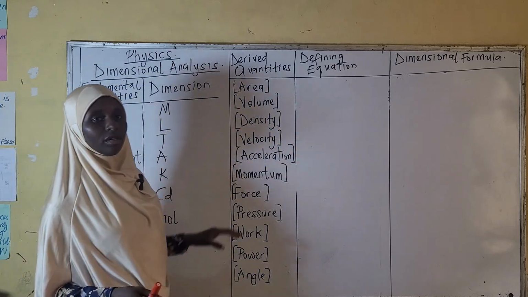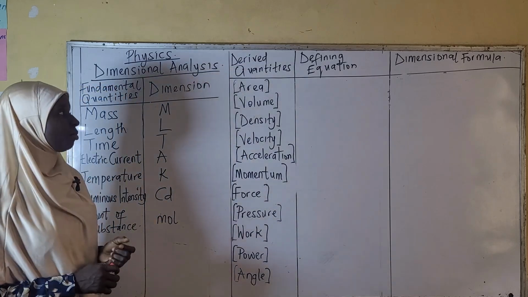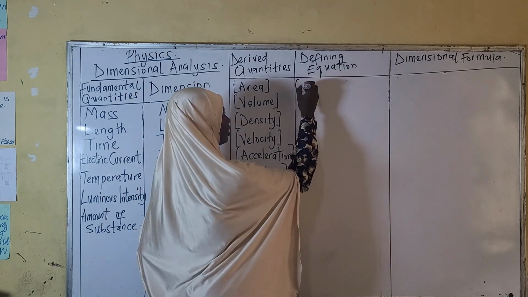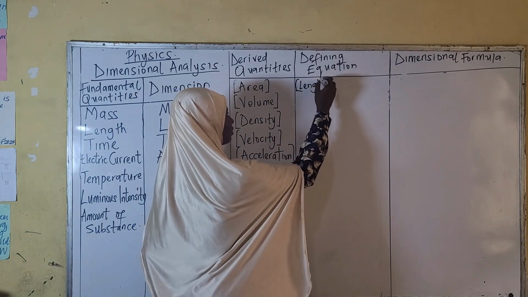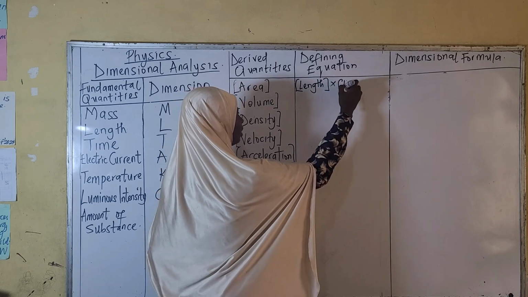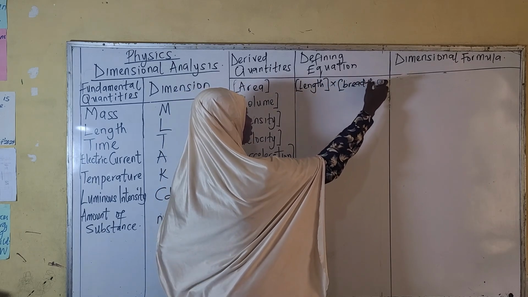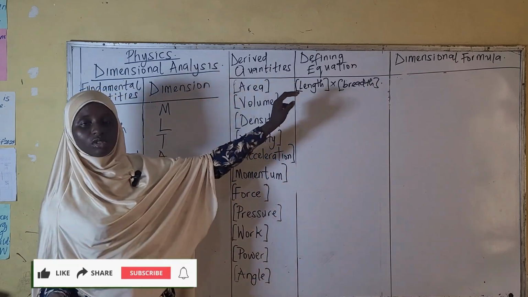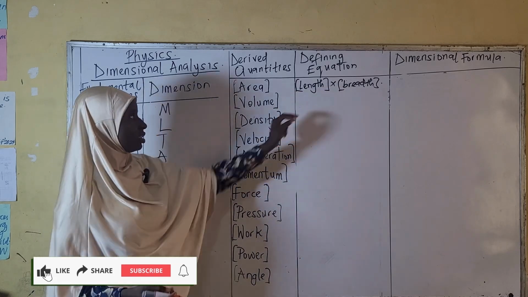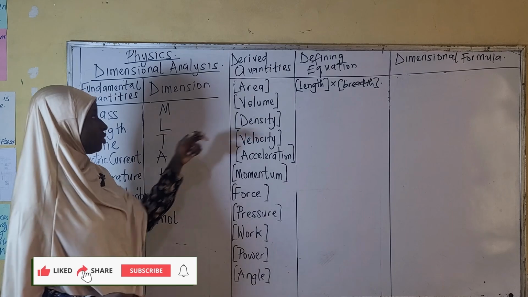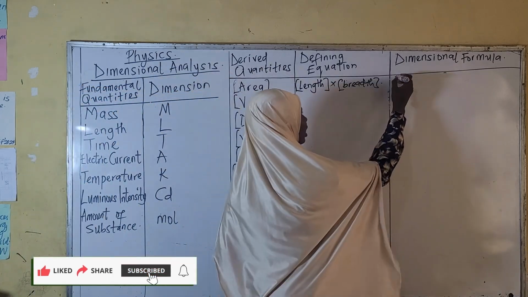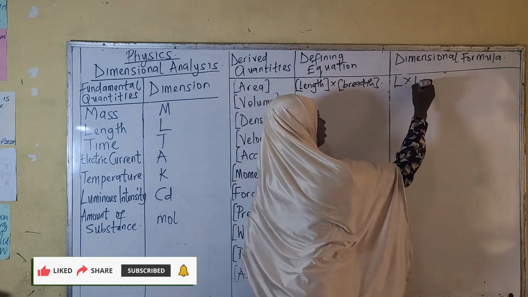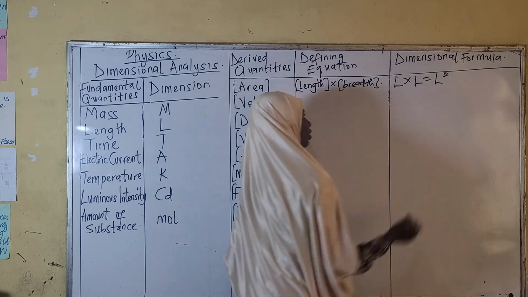So for area, we know that the formula for area is what? Is length times breadth. So I'm going to write it as the dimension of length times the dimension of breadth. Note, you must put this square bracket to show that you are talking about dimension. So what's the dimension of length from this place? We know that length is L, times breadth, which is also length, L. So we have L squared.